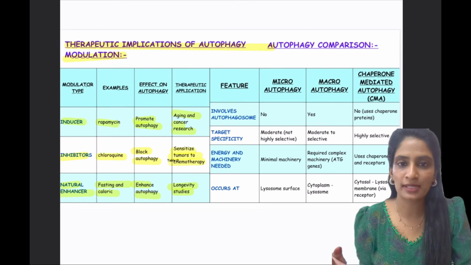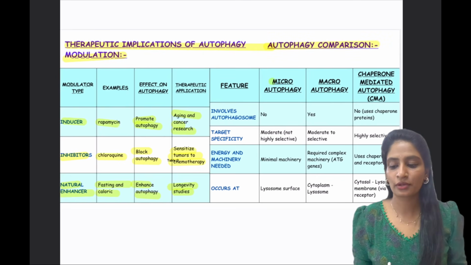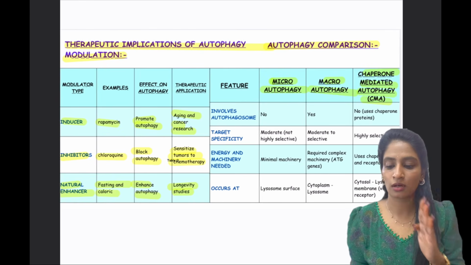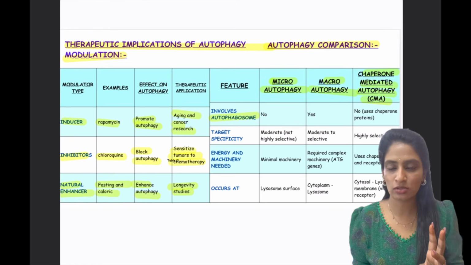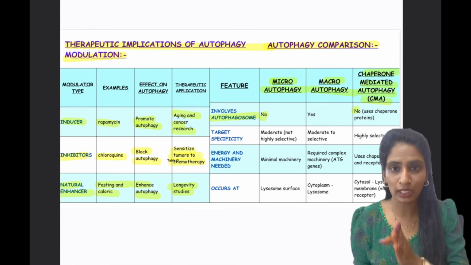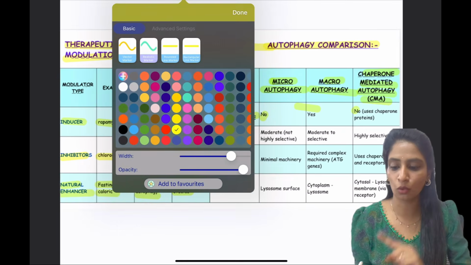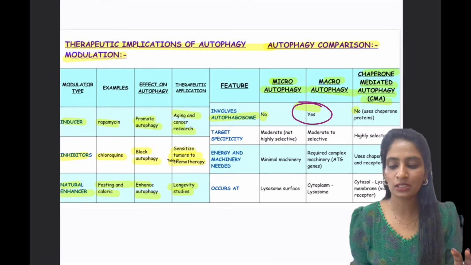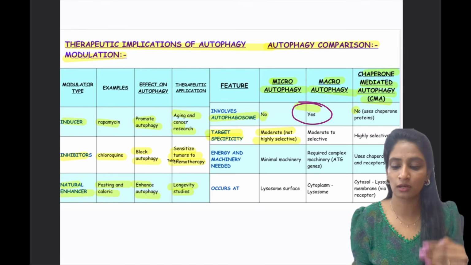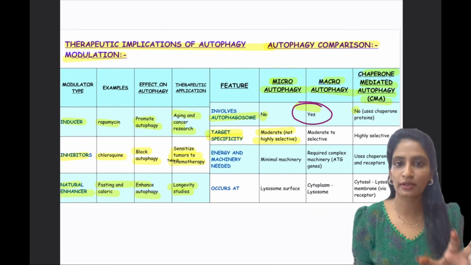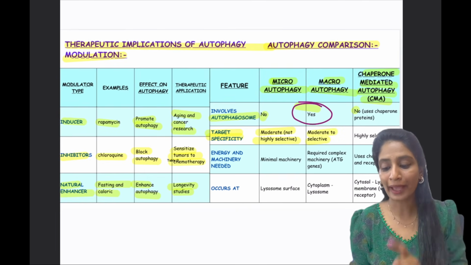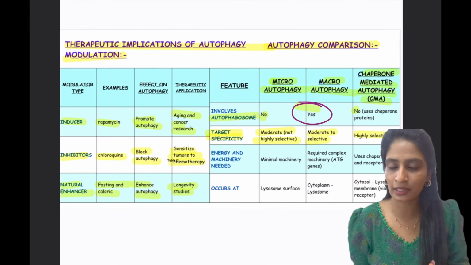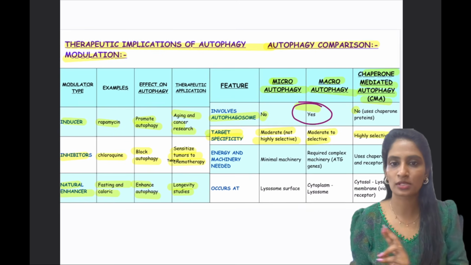So next, coming to the comparison, summarizing here. What is the difference between macroautophagy, microautophagy and chaperone mediated autophagy? In microautophagy, there will be no autophagolysosome. An autophagolysosome will be present only in macroautophagy; it is not present in either micro or chaperone mediated. Target specificity is moderate in microautophagy because the specific protein should come. And macroautophagy is moderate to selective. The particular target should come, then the autophagolysosome should activate, then the lysosomal process will happen.